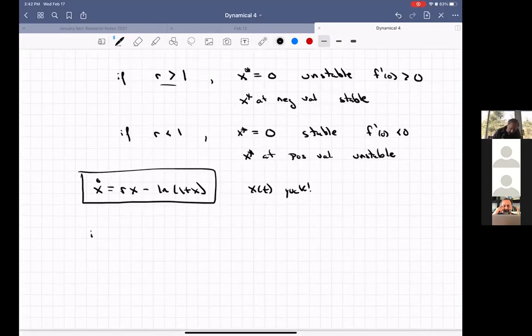But if r is any number more than 1, I know that there's going to be a fixed point at the origin, which is unstable, and a fixed point over here that is stable, and the flow, oops, that's not the right direction. I'll move it over a little bit.